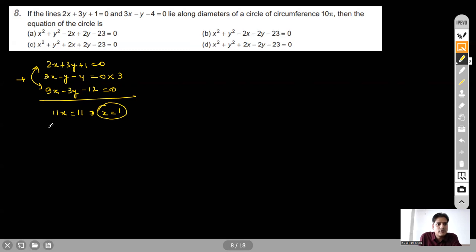Putting the value of x equal to 1 here, I will get 2 plus 3y plus 1 is equal to 0. So 2 plus 1 is 3. From here, we get y is equal to minus 1, right? So now we know the center, and we can find the equation of the circle.